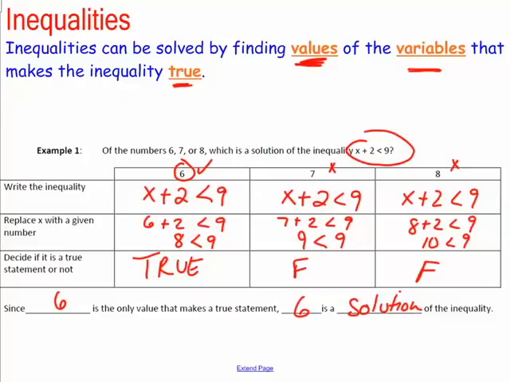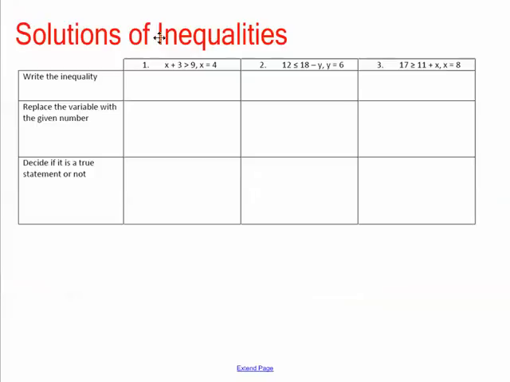All right, let's go ahead and do another one. You have this one on your paper. I'll do the first one with you, and then I want you to do the other 2. So we are going to write the inequality. So x plus 3 is greater than 9. Then we're going to replace it with the variable given. So it's telling me that x is 4. So I'm going to say 4 plus 3 is greater than 9.